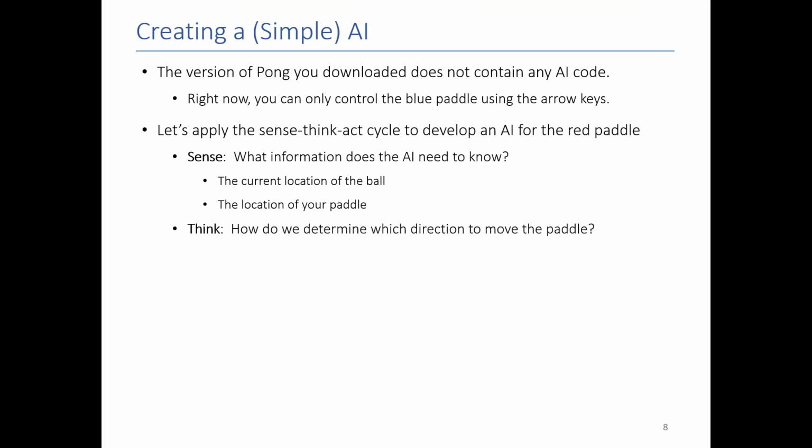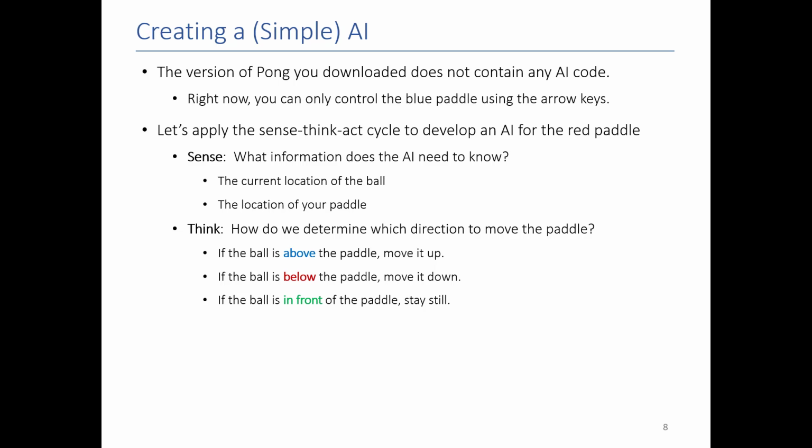In the think phase, this is where we're trying to determine what direction we want to move the paddle. And if you think about it, there's only really three options. If the ball is above the paddle, we should move up. If the ball is below the paddle, we should move down. And if the ball is right in front of the paddle, we shouldn't move at all, right? So we can actually go ahead and detect that.